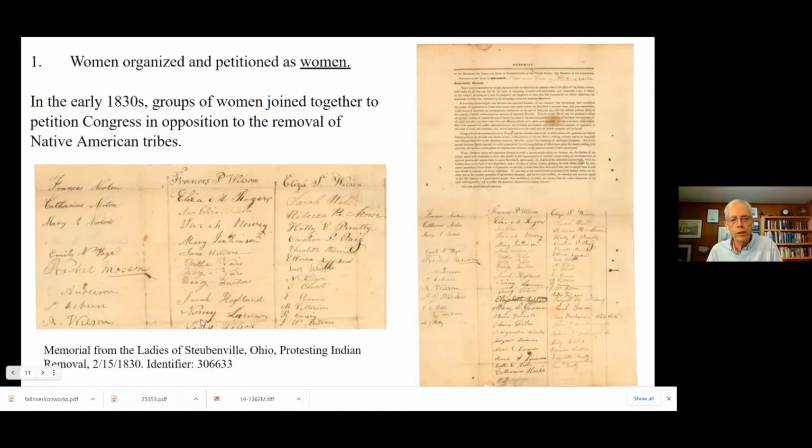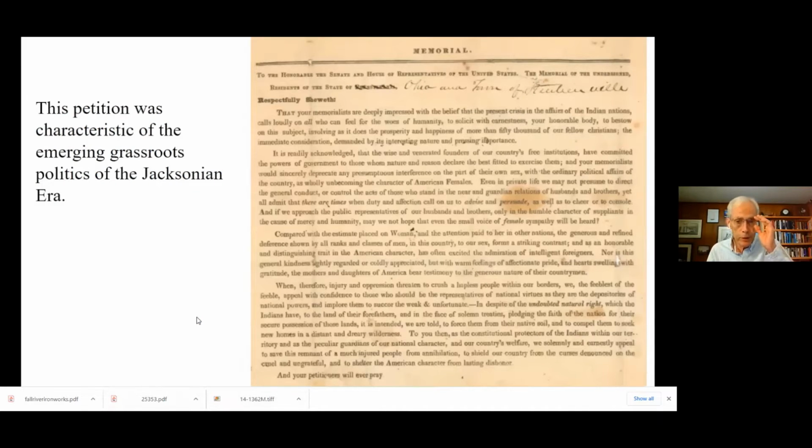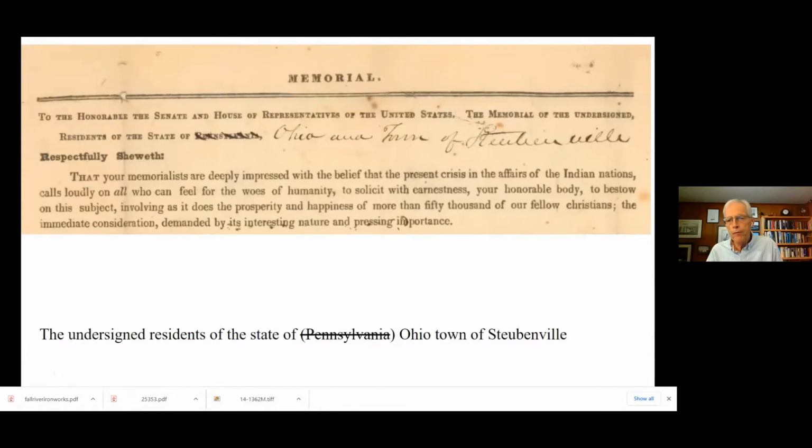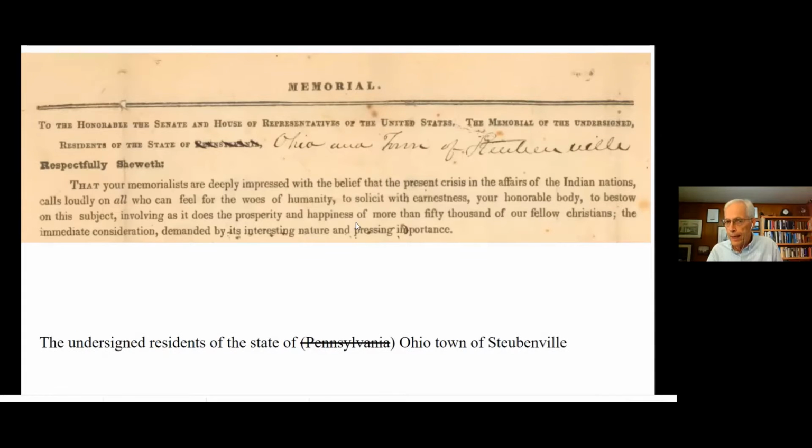This is from 1830. And it's characteristic of that Jacksonian era politics because, again, it's a mass movement of people pulling their ideas together and expressing their opinions. And if you look at the petition as an artifact, you can start seeing some interesting things. At the top of it, it's written to the Honorable Senate and House of Representatives of the United States. And it says it's the memorial, and memorial is a word for a petition, of the residents of the state of, and you see Pennsylvania is crossed out, and written in next to it is the Ohio town of Steubenville.